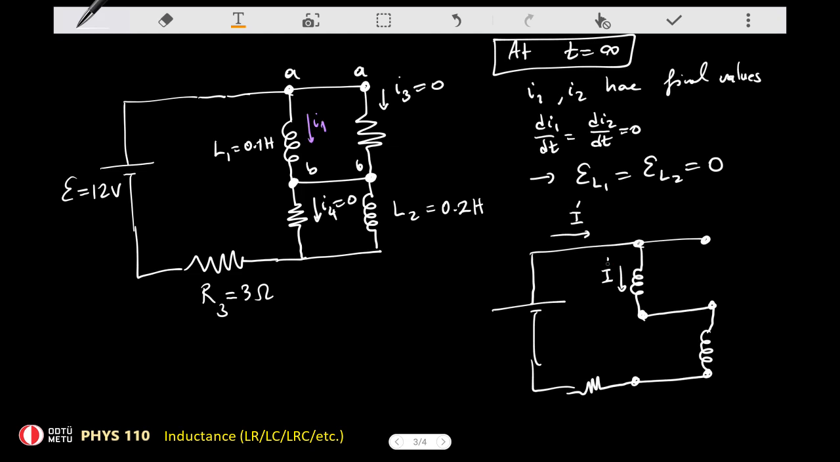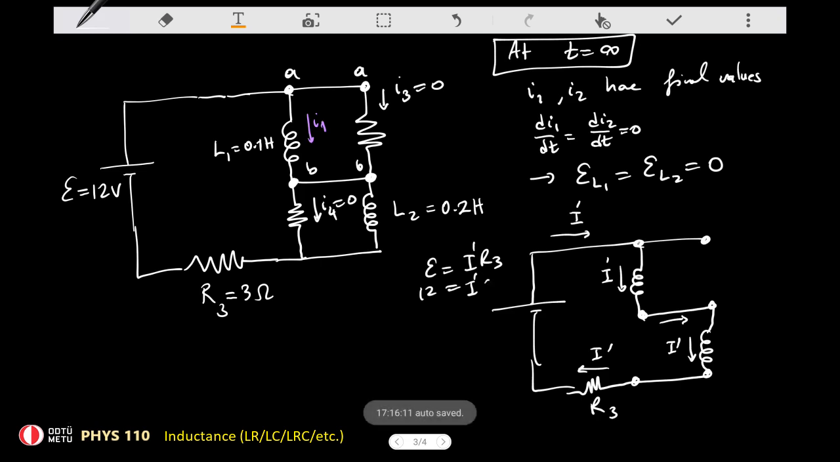So that I prime is the current flowing in these branches at this time. Since the only resistor in here is R3, and since there are no potential drops on the inductors, basically the loop rule will say that the EMF is equal to I prime times R3. So that's 12 volts. R3 is 3 ohms, so therefore the I prime is equal to 4 amperes. So part C has the answer of I prime is equal to 4 amperes.